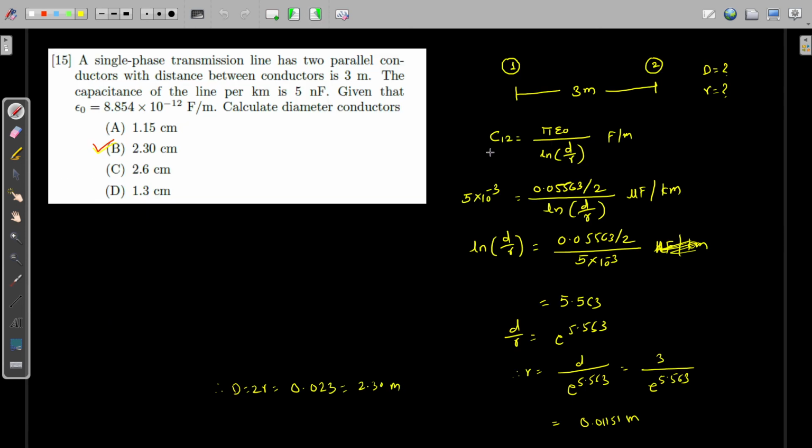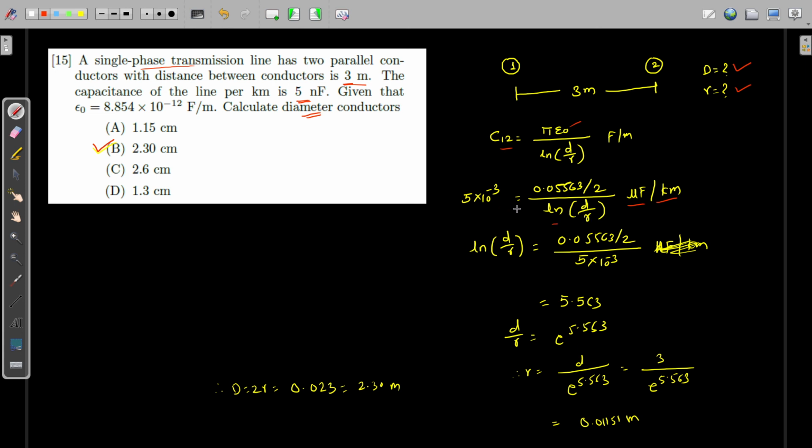Let us discuss the last question in this video. So here again the single phase transmission line with two parallel conductors, distance is 3 meter away from each other, and the value of the capacitance is given, but the diameter of the conductor is to be determined. Diameter, that is radius, is to be determined. So C12 is equal to pi epsilon 0 over ln d by r, that is 0.05563 divided by 2 microfarad per kilometer in ln d by r.